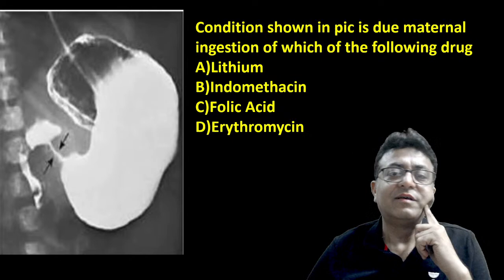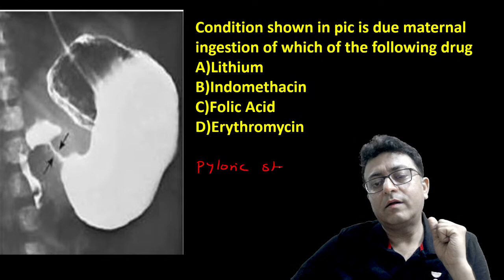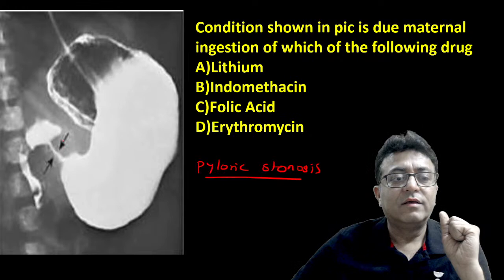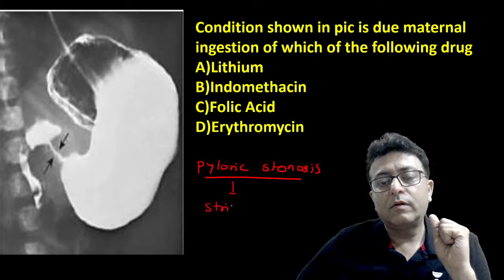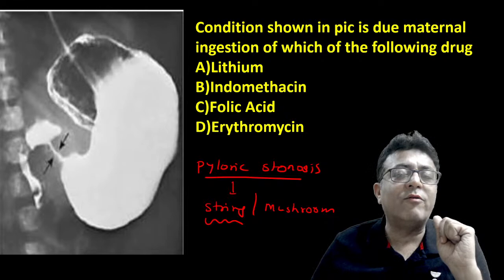Condition shown in the picture. What is the condition shown in the picture? Yes, it is pyloric stenosis. Here you saw the string sign, mushroom sign on barium. Pyloric stenosis, a string or mushroom sign on barium. Now, mother taking which drug, baby pyloric stenosis occur?